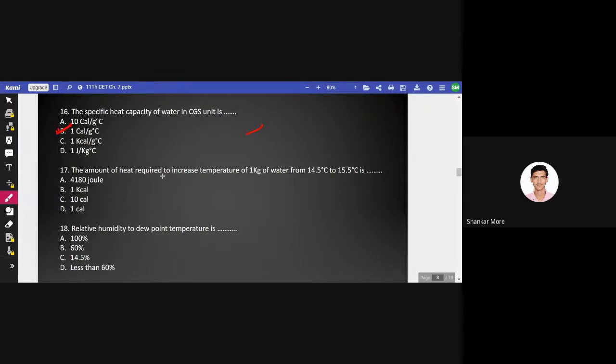The amount of heat required to increase the temperature of 1 kg of water from 14.5 degrees Celsius to 15.5 degrees Celsius is dash dash. So how much is it? No, it should not be 1 calorie, of course.